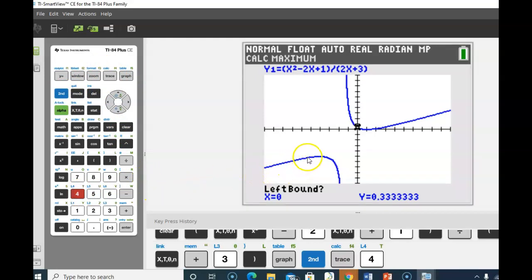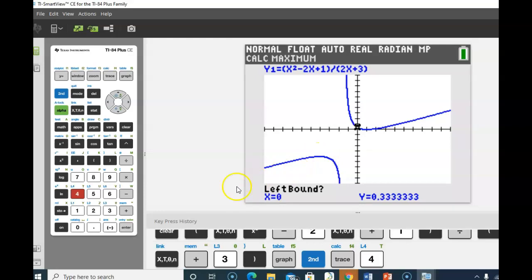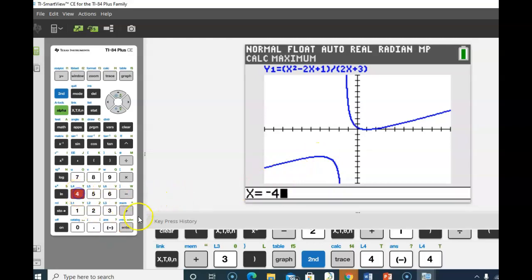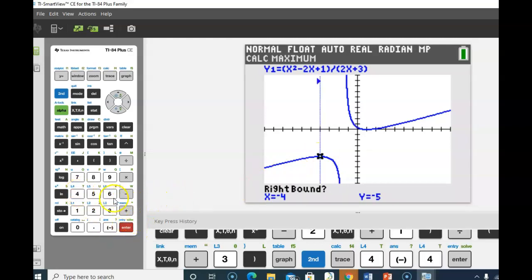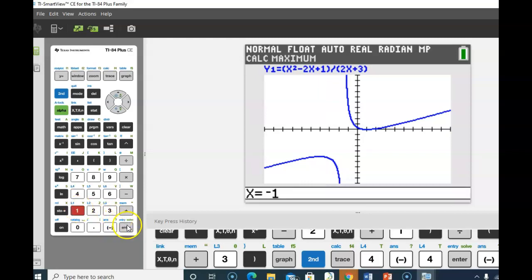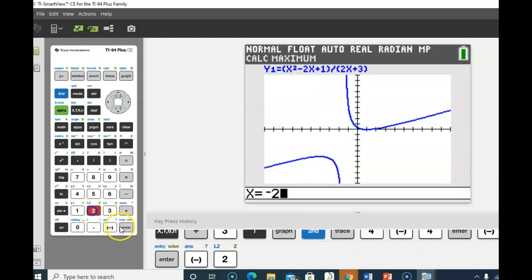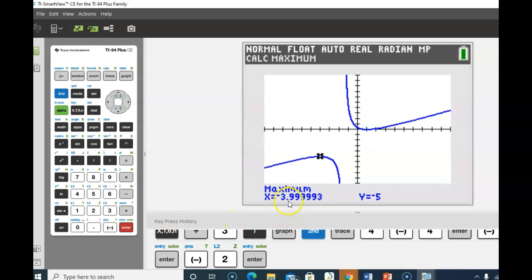And so the maximum we're actually going to want is the one down here. So let's put in -4 and -1. Maybe our guess is -2. And so it looks like -4, -5 is the smallest value. So the first part of our range would be from -infinity up to -5.